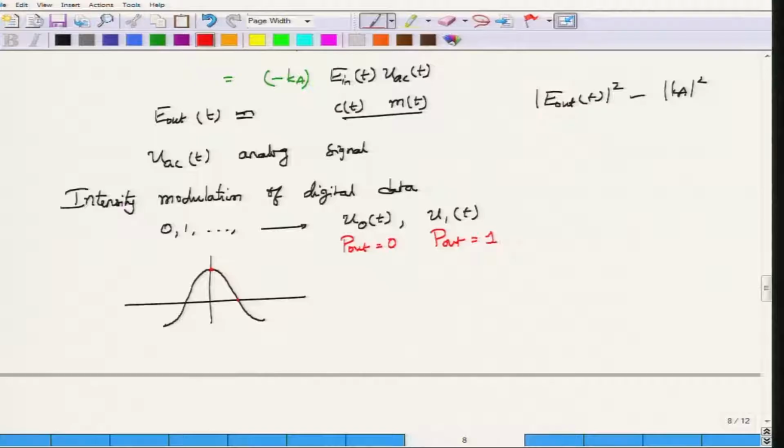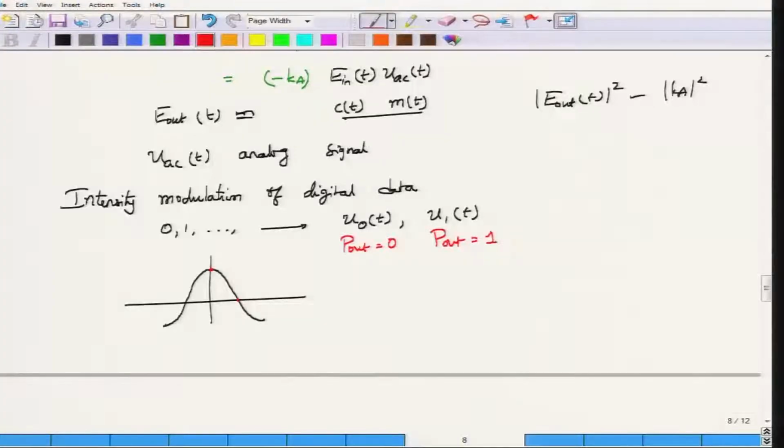So, I have to choose the values of u0 of t such that for bit 0 I get the output power equal to 0. I have to choose u1 of t such that for the bit 1, which is mapped to u1 of t, the output power should be equal to 1. From the transfer characteristic, it is very, very simple and obvious what these values should be. Of course, there are an infinite number of choices because the modulator transfer characteristic is periodic, but over this one period from minus v pi to plus v pi or from minus 2 v pi to plus 2 v pi, the choices are fairly simple.